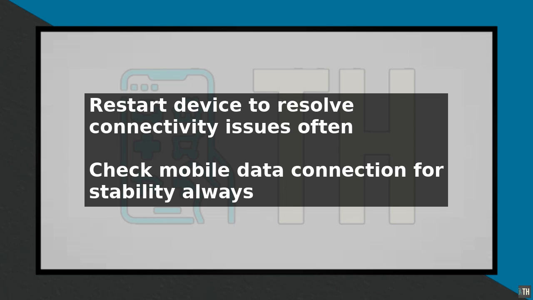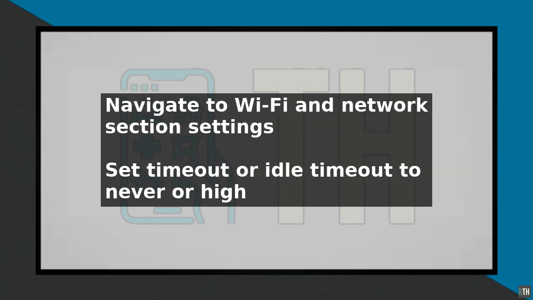Next, go to your device settings and navigate to the Wi-Fi and network section. Look for the mobile hotspot and tethering option and select it. Check the settings for the mobile hotspot and ensure that the timeout or idle timeout is set to never or a high value. This will prevent the hotspot from disconnecting when not in use.